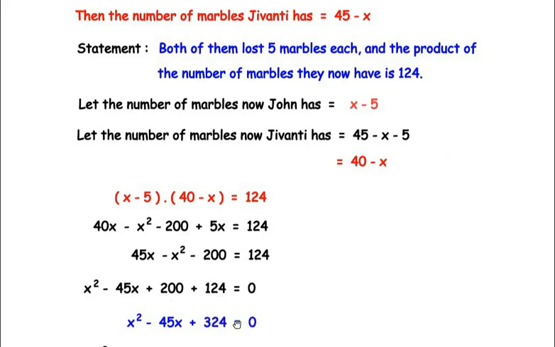Now once we have got this equation, we have to start with the factorization. That is, we are going to multiply the coefficient of x square, which is 1 in this case, with the constant. So 1 multiplied by 324 gives us 324. Now we have to find two factors of 324 in such a way that their product should give us 324 and their addition or subtraction should give us negative 45.